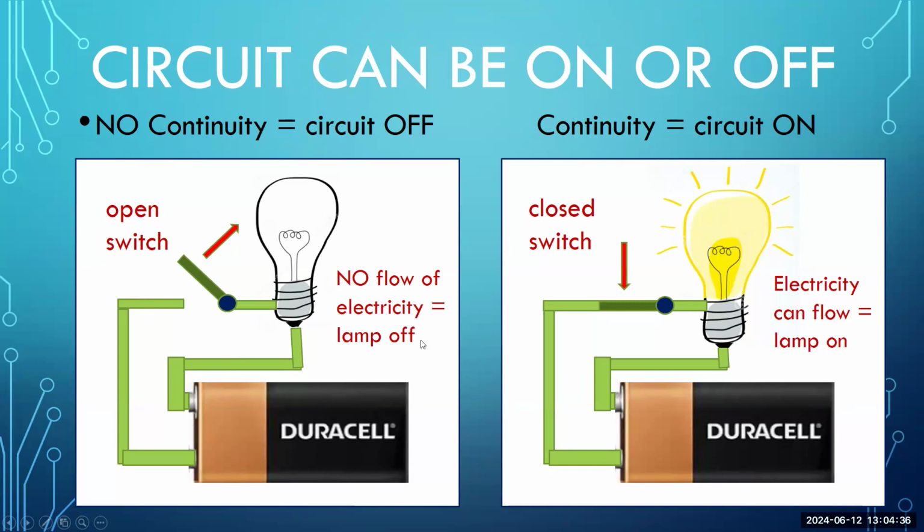If we look at the illustration on the right, continuity in this particular case shows that the circuit is on. The switch is now closed. With a closed switch, we can see that it has come down to make contact, and we now have a complete path for the electricity to flow from the terminals of the battery to the appropriate contact points of your DC lamp. And so electricity can flow now because we have continuity, and the lamp is on.